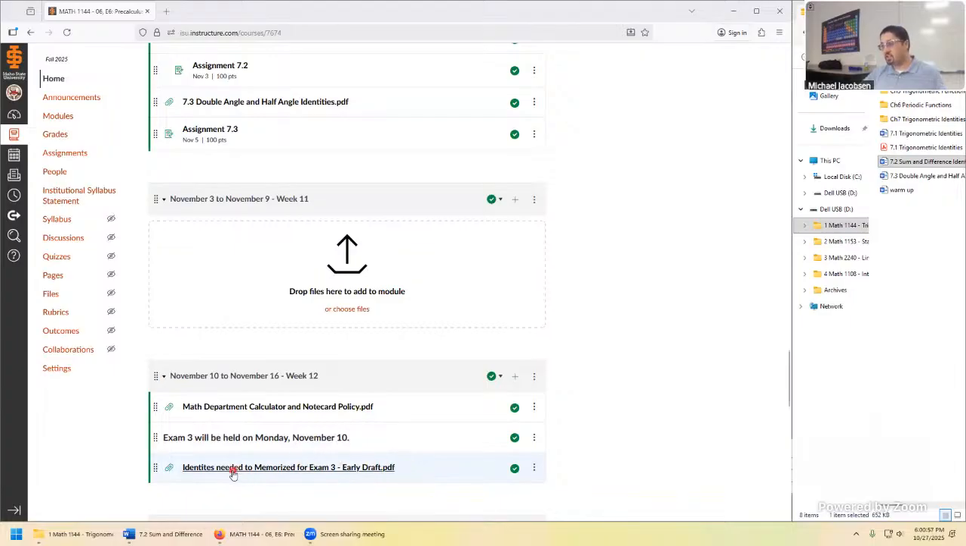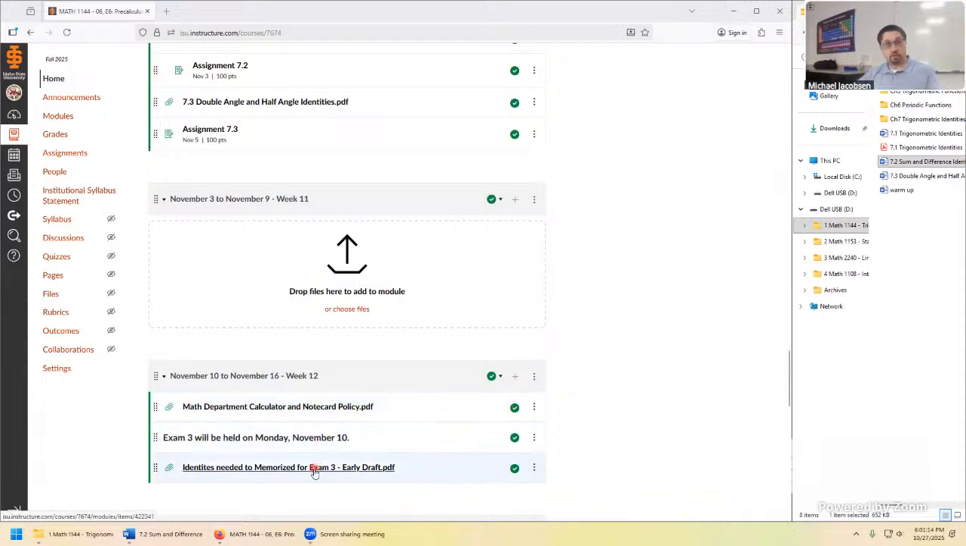And don't forget, we discussed this at the end of Wednesday's class. The math department has a calculator policy, which just excludes the TI-84 graphing calculator, but also has a note card policy, which says I can't print formulas on exams, except for the final exam. That's the only exception, unfortunately.